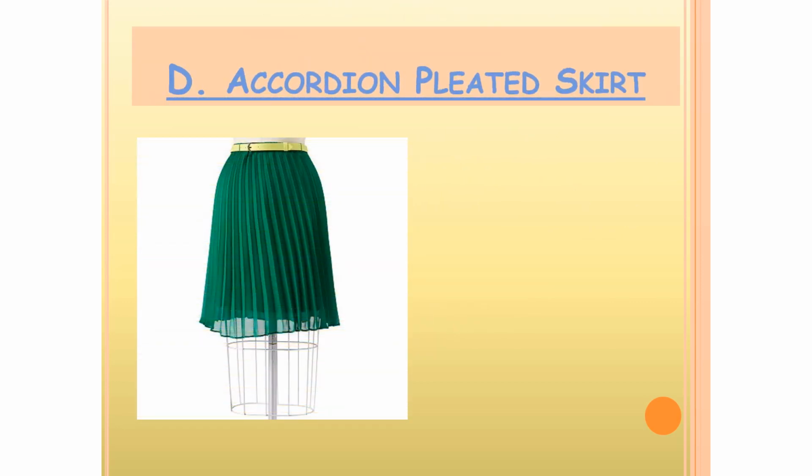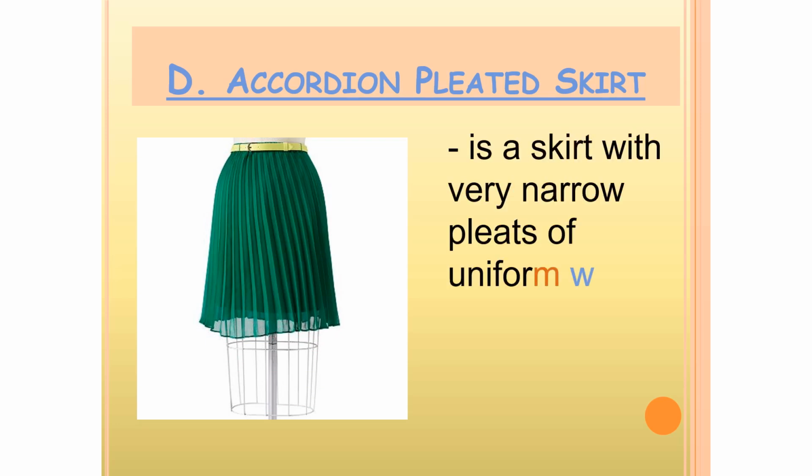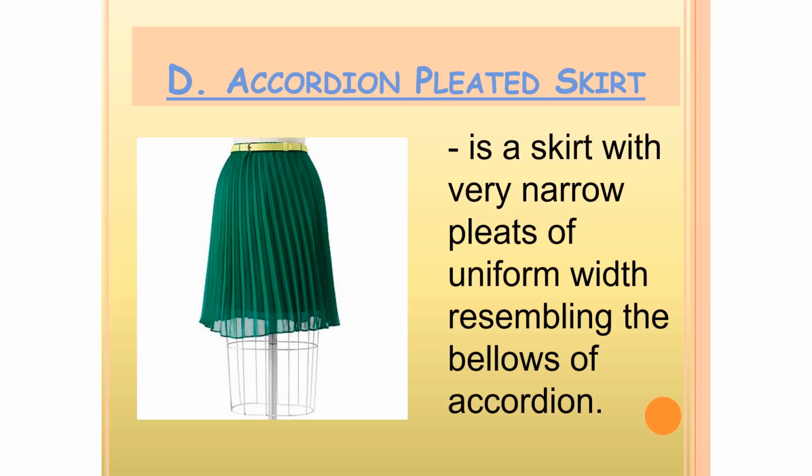The last pleat is the accordion pleated skirt. This is an example of a skirt with accordion pleats. It is a skirt with very narrow pleats of uniform width resembling the bellows of an accordion. So these are usually made by a machine.